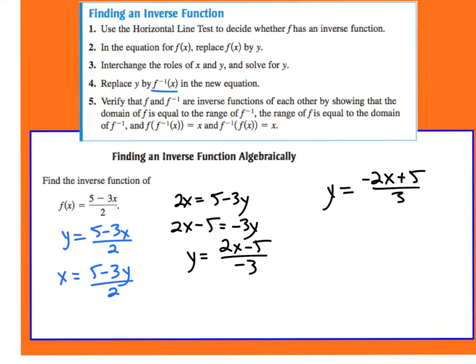I just changed all my negatives and positives to the other. And then I'm done. No, I'm not done. What do I need to do? So now I need to say f inverse of x is equal to negative 2x plus 5 over 3.